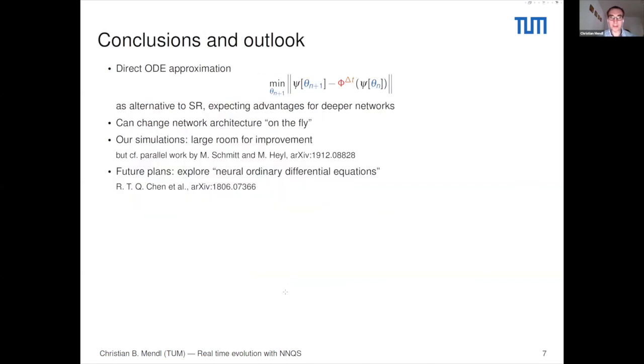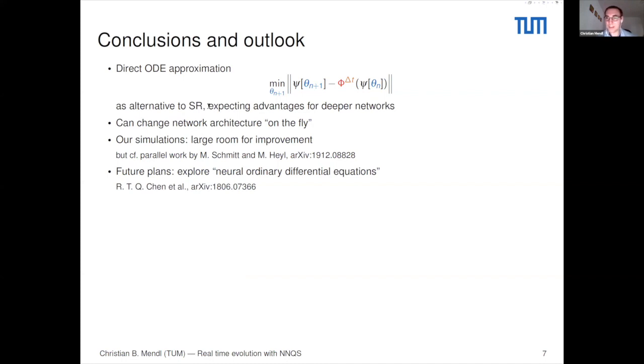All right, so this brings me already to the conclusion. So the main idea here is to use a direct ODE approximation as a kind of alternative to stochastic reconfiguration, and we expect that this could be advantageous especially for deeper networks. So when you have many more parameters, due to the issues with the singularity of the S matrix in stochastic reconfiguration, there are many ways for improvements.